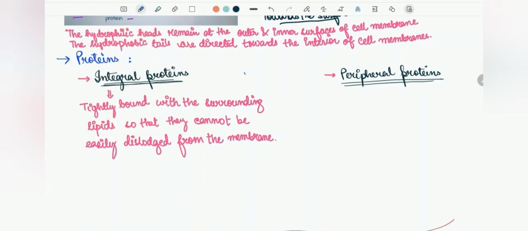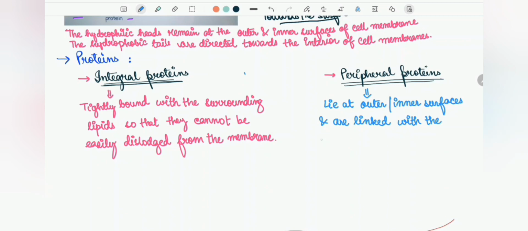On the other hand, the proteins which lie at the outer or inner surfaces of the cell membrane and are linked with the integral proteins, these proteins are the peripheral proteins.